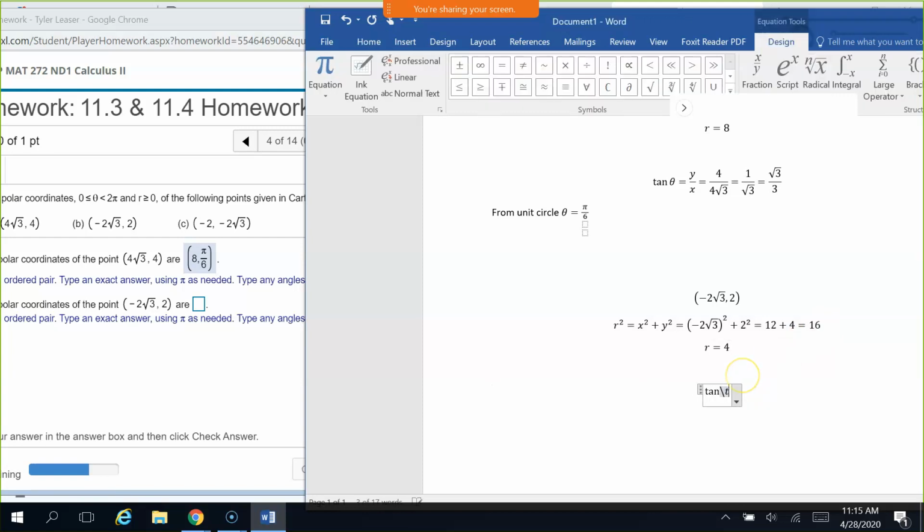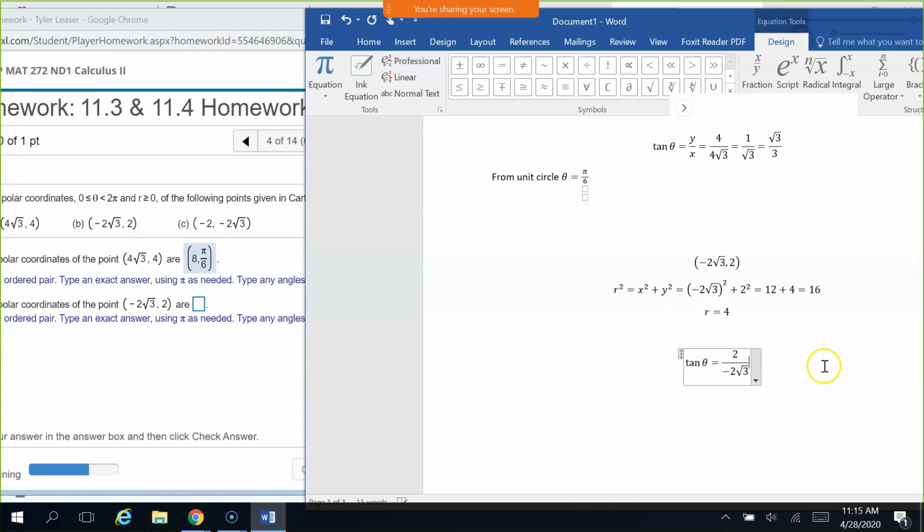Finding the theta, we're going to do the same thing. That tangent of theta is going to be equal to the y value 2 divided by the x value, that negative 2 square root 3. So the 2's cancel, but we still end up with a negative sign. So I'll write it like this. Negative 1 over square root 3.